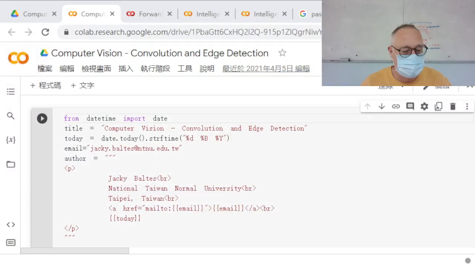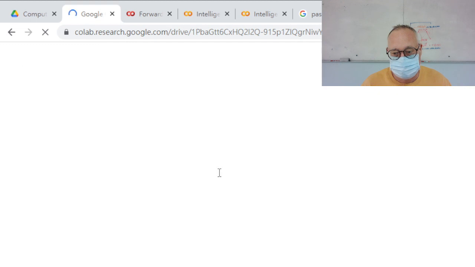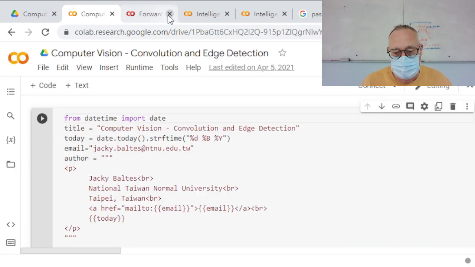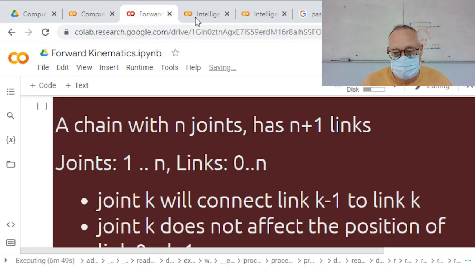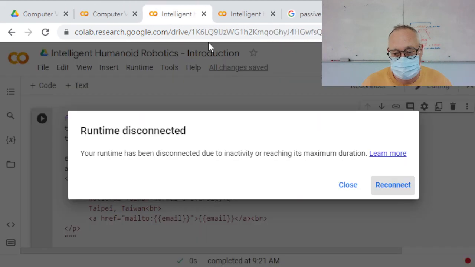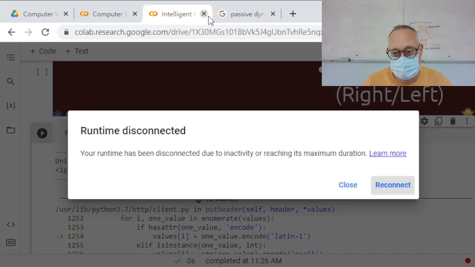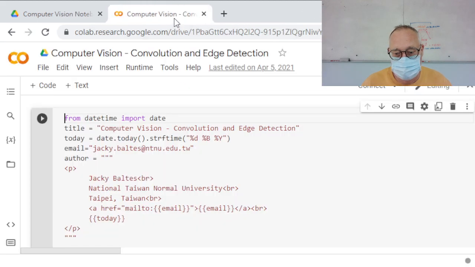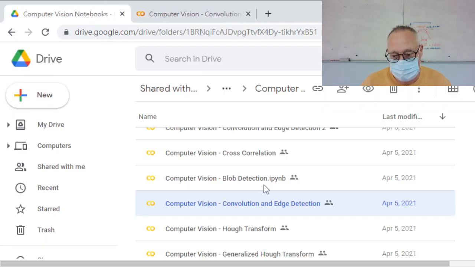So let's start the class today. We'll be looking at convolution and edge detection. And actually, before we do that, let me do this from blue line.